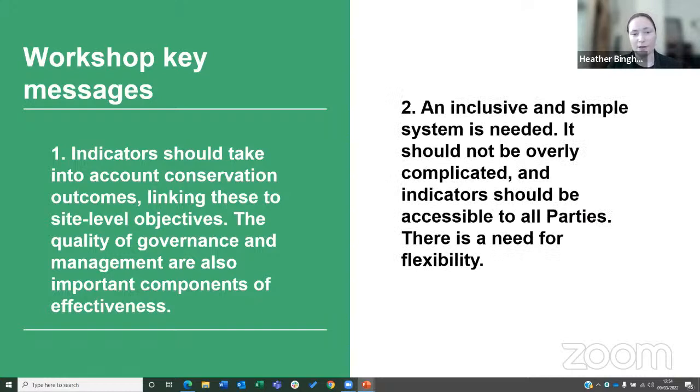And the second key message was that an inclusive and simple system is needed. So it shouldn't be overly complicated, and of course it should be accessible to all parties. So there's a need for robust indicators, but there's also a need for flexibility. Next slide, please.